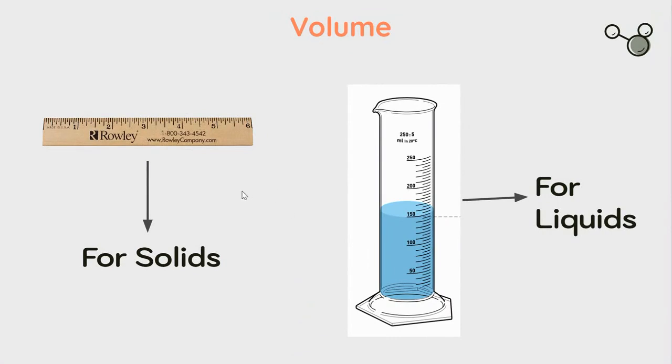For solids, we can usually get away with rulers, but not always. There are some irregularly shaped solids that would be difficult to get some kind of volumetric measurement. And we'll use something like a graduated cylinder very often for liquids to measure that volume directly. There are actually markings on the side of the graduated cylinder showing what the volume would be.